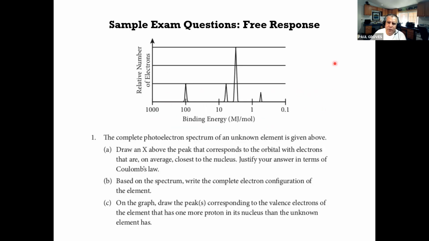And when we get to the free response, this is an example of a short question. It's only 4 points, and so it's A, B, and C. We're looking at this and saying, this is probably 2 points for one of these and 1 point and 1 point is how that's going to work out. This is an example of a photoelectron spectrogram, and so we'll be talking about those later.